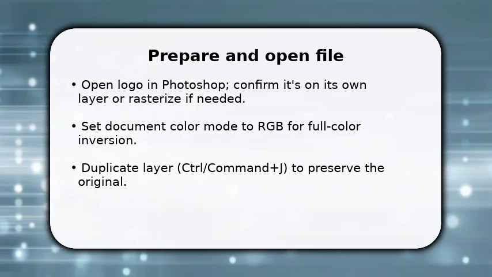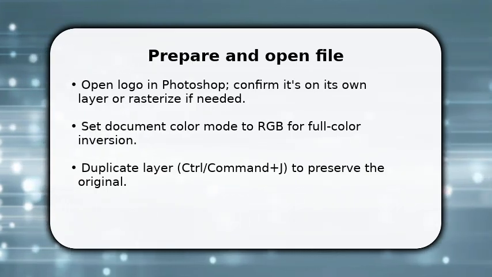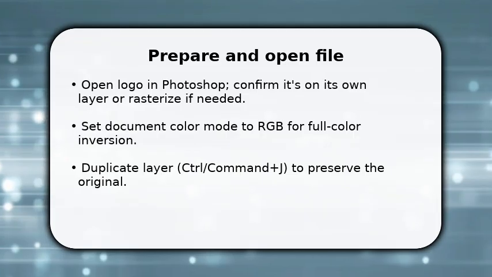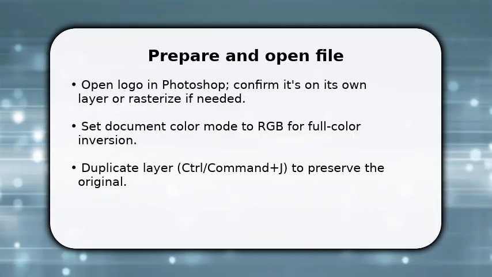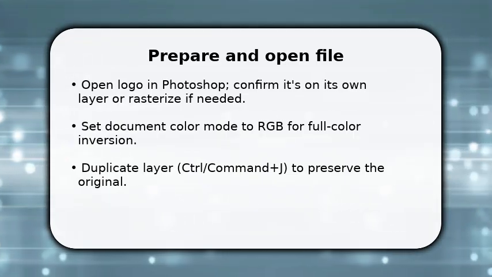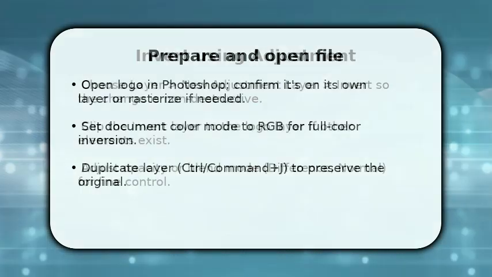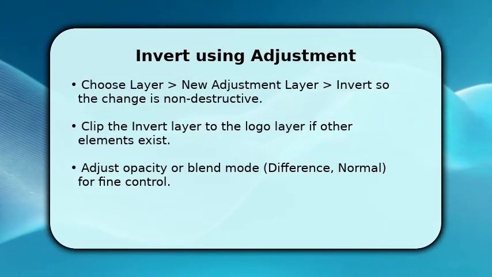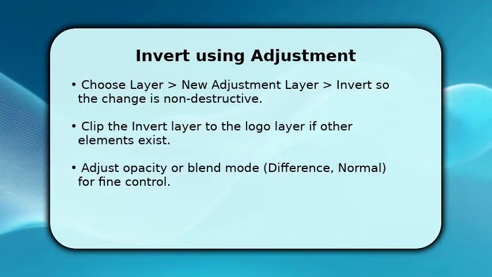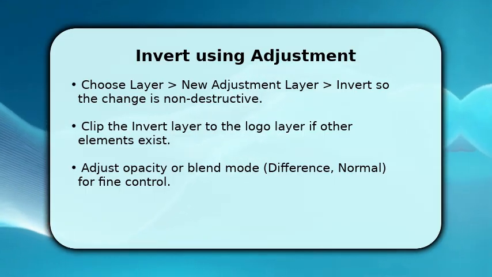Now you're ready to apply the actual inversion step that changes color values directly without harming your original asset. You'll invert using an adjustment layer to keep edits reversible. Layer, New Adjustment Layer, Invert. This flips every color channel, which is why an adjustment layer is preferable, because you can toggle or mask it later.